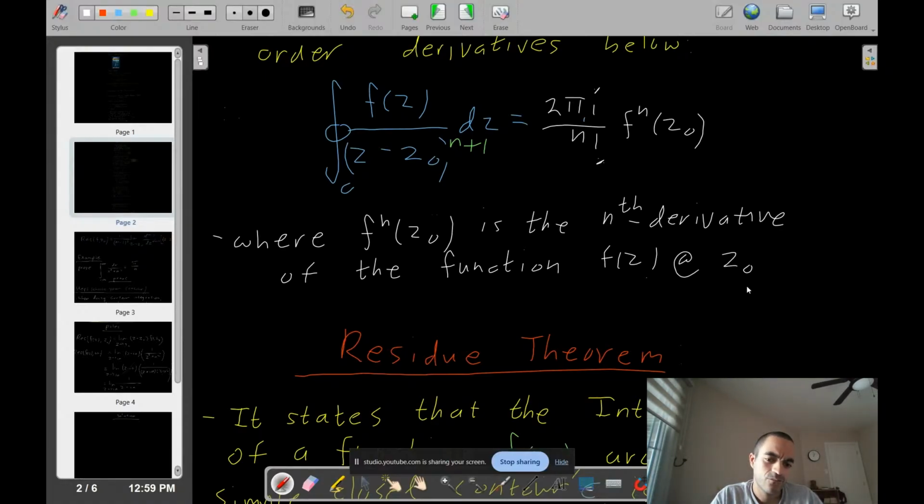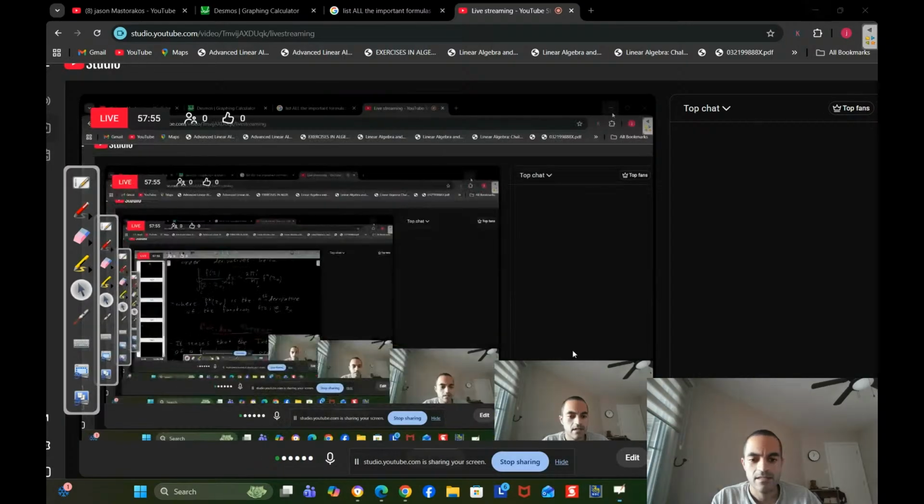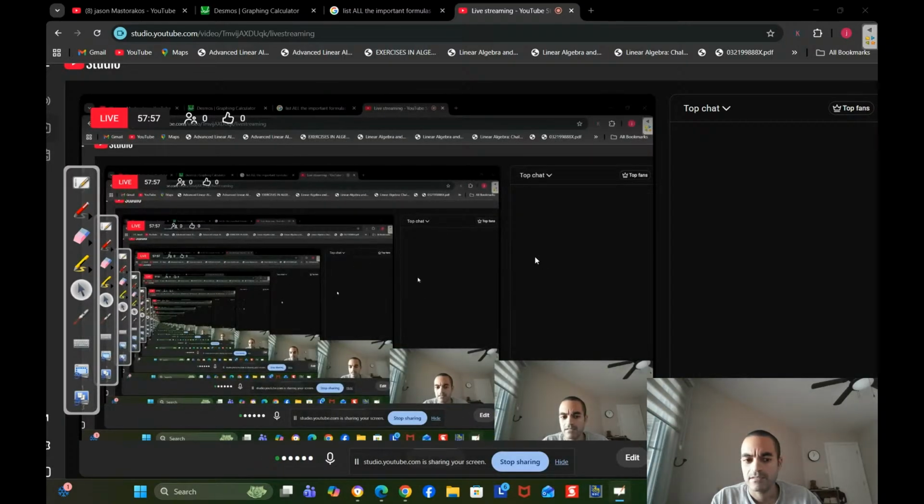You've probably seen this notation before; the nth derivative just means exactly that. If you had f prime, that's the first derivative. f double prime is the second derivative. f triple prime would be the third derivative. That's all it's saying. So the nth derivative of the function f of z. You should know derivatives, so that's straightforward. Any conceptualizations you want to talk about?